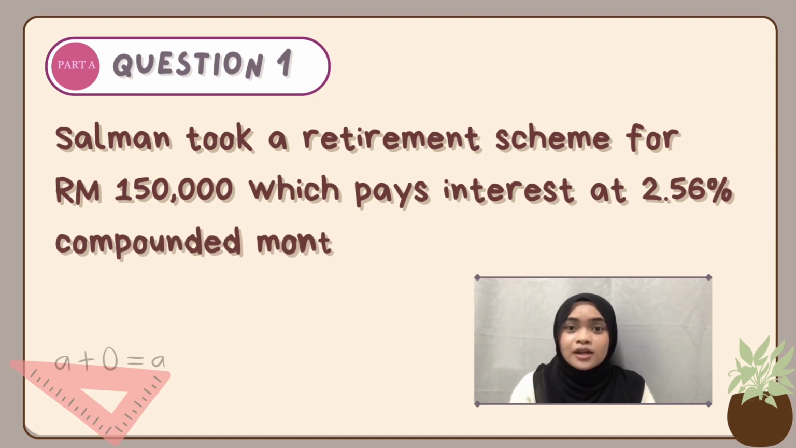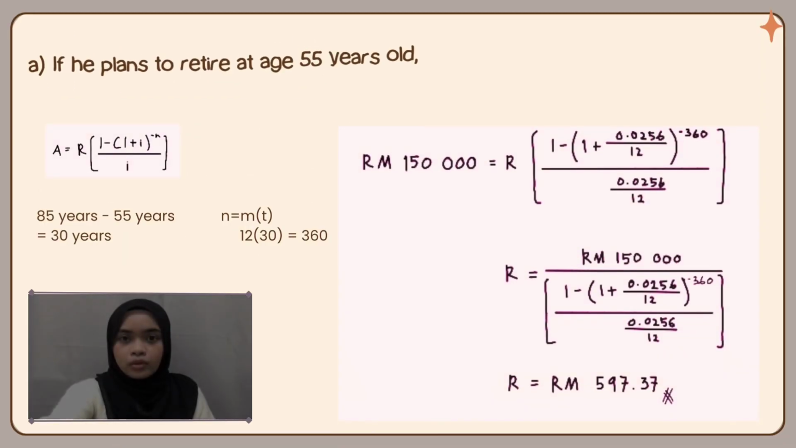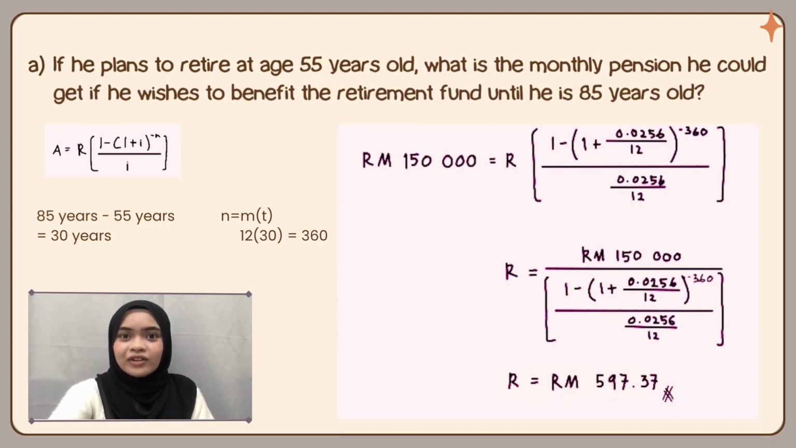For question 1, Salman took a retirement scheme for 150,000 which pays interest at 2.56% compounded monthly. Question 1a: if he plans to retire at age 55, what is the pension equal to if he wishes to benefit from the retirement fund until he is 85 years old?